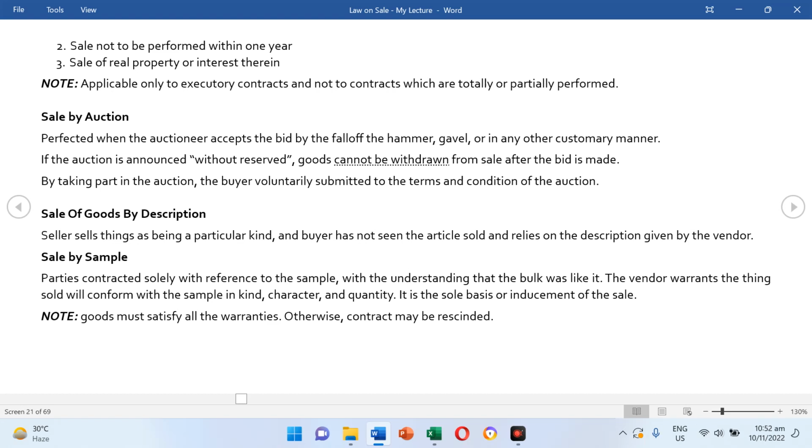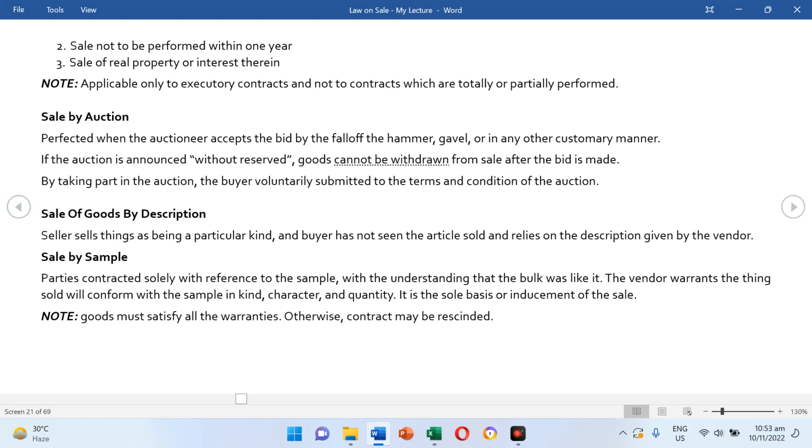Sale by auction, paano yung sale by auction? It is perfected when the auctioneer daw accepts the bid by the fall of the hammer, gavel, or any other customary manner. If the auction is announced without reserve, goods cannot be withdrawn from sale after the bid is made. By taking part in the auction, the buyer voluntarily submitted to the terms and conditions of the auction.